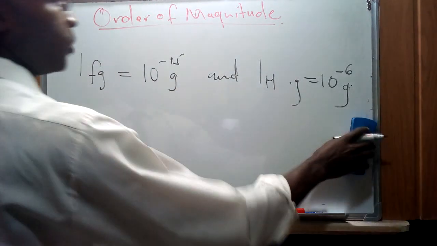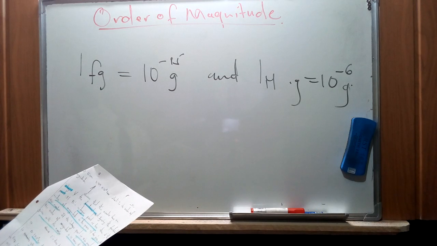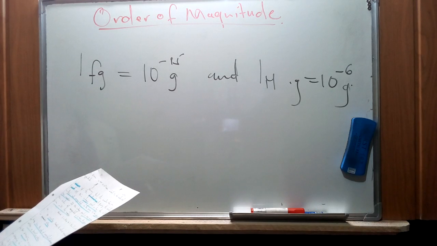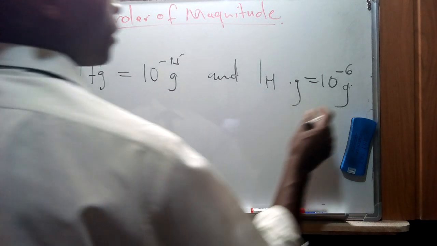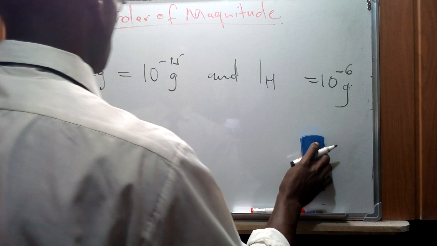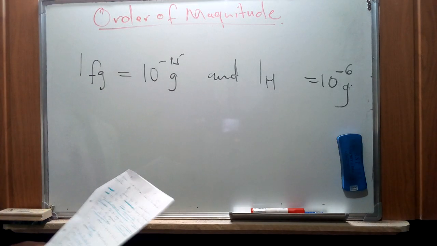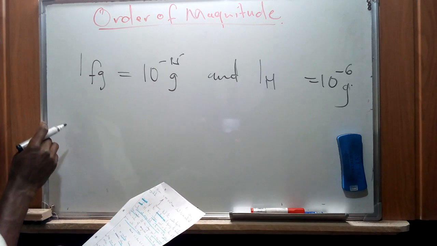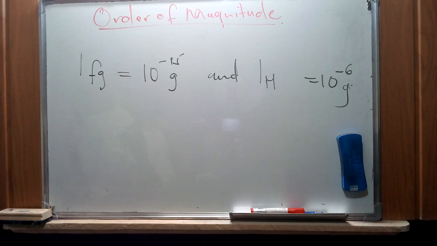So if we're asked to compare the two quantities in order of magnitude, we're going to use, of course, just this quantity in order to represent that one. So we're going to use this order in order to find that one. So suppose we are asked how many orders of magnitude is a microgram greater than 1 femtogram.